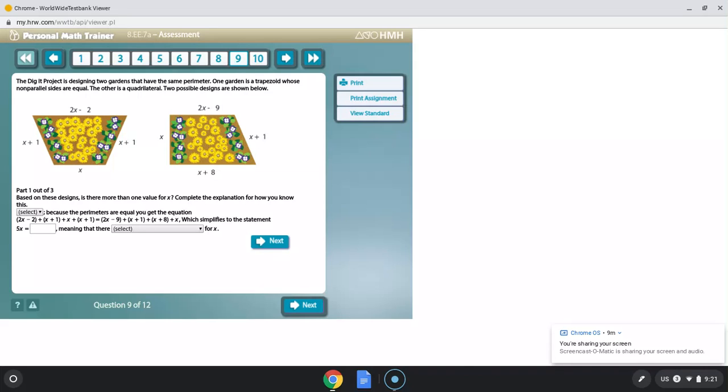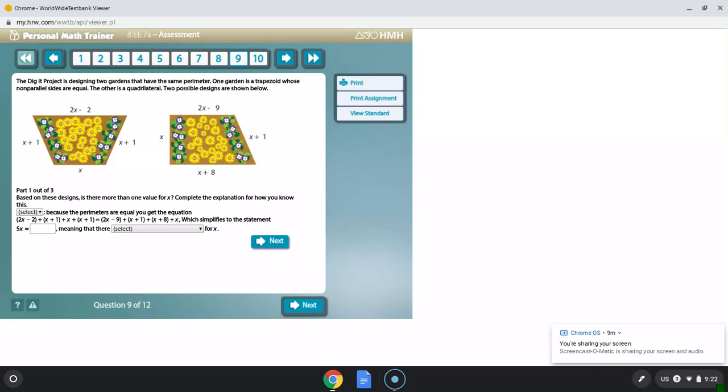Hi everyone. I'm reviewing the questions from 8EE7A that my advanced class missed the most. This one was one of them, number 9. 72% missed it, so we are reviewing before you do it, okay? And it looks ugly, okay?